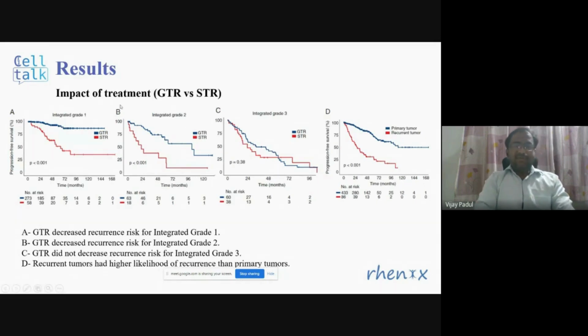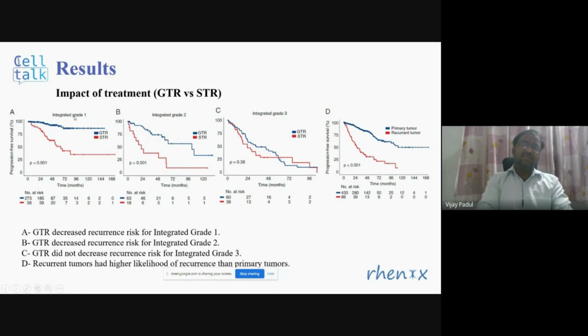Now, what is the impact of the treatment, of surgical resection? So here you can see gross total resection and subtotal resection, GTR and STR. Subtotal resection means the tumor was not completely resected, so it is showing quicker recurrence as compared to gross total resection, which means the tumor was completely resected.